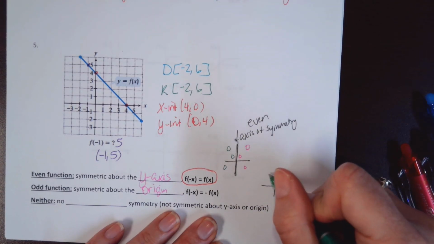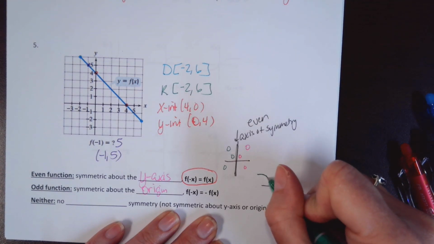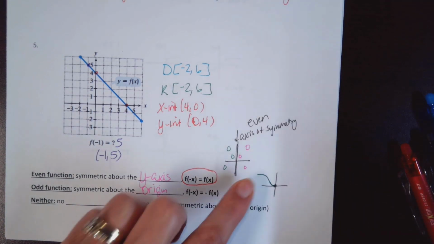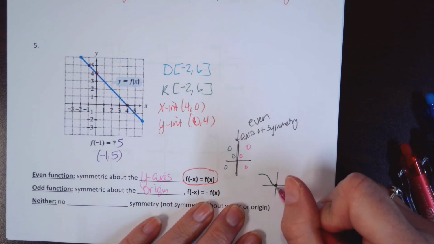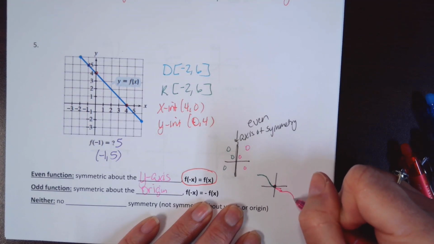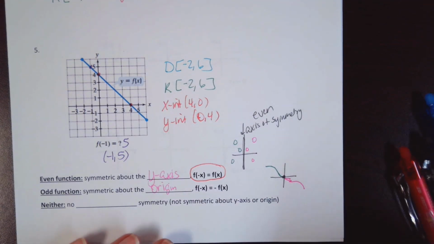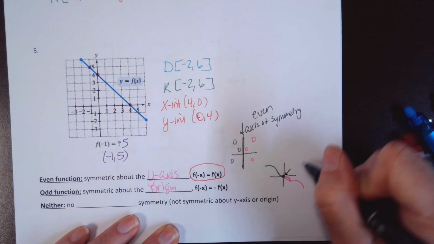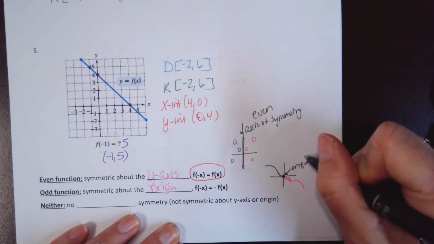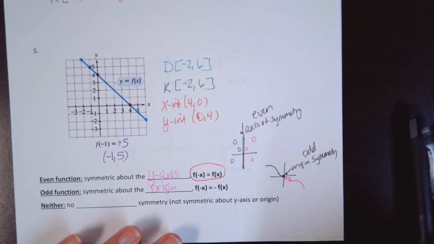I have a hard time doing something creative with this, so I'm just going to be really basic. If this is what's going on in the upper left, and I've got an odd function that has origin symmetry, then this is what's going on in my lower right. I've got this twist in the middle, okay? Symmetric about the origin. That's my origin. Symmetry, if I've got an odd function.